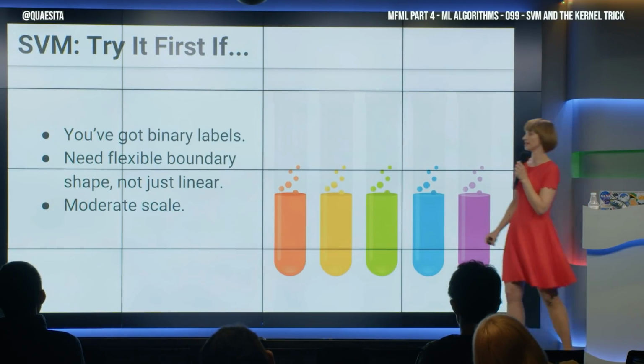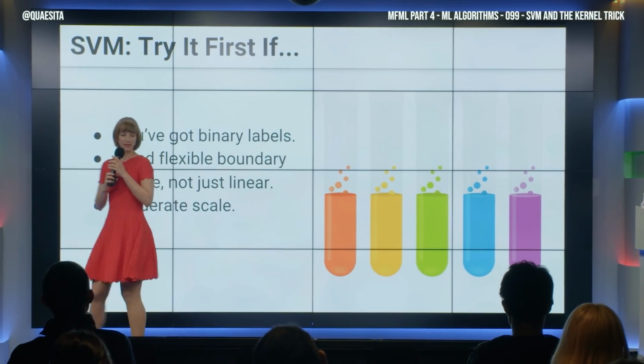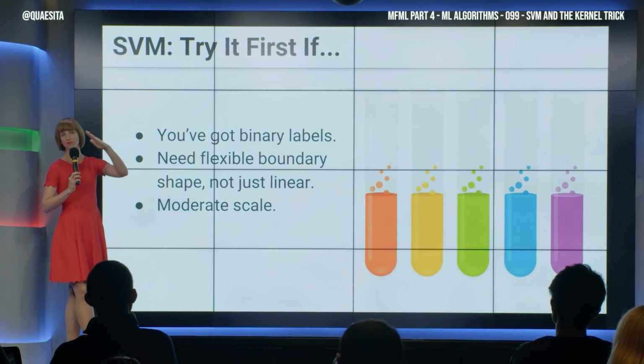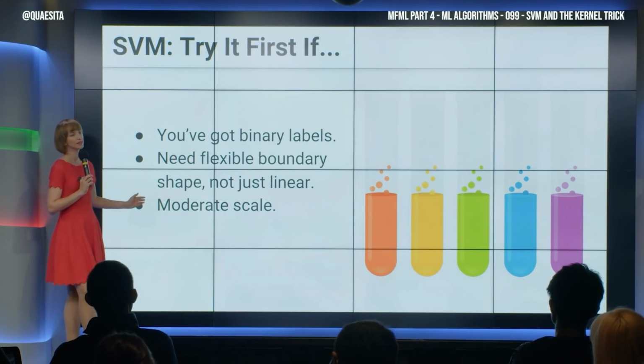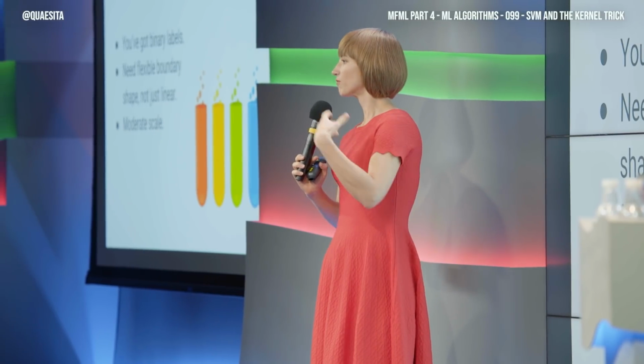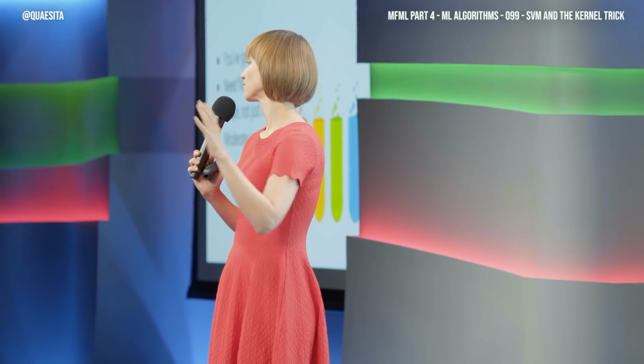So when are you going to try this thing? If you've got binary labels, if you want a flexible boundary shape, not just linear, and this is a solution that lends itself best to moderate scale. If you're working with really large scale, there's another method we'll look at later, logistic regression, where at Google we have done more engineering effort to make that one scale friendly than this one. So you'll prefer logistic regression at larger scale.